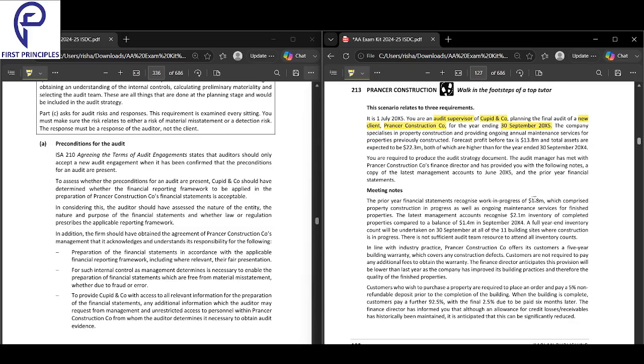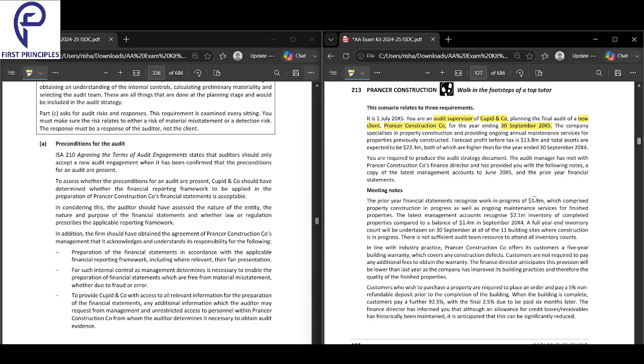Who's the audit client? The audit client is Prancer Construction. Who is the auditor? Cupid and Co is the audit firm. You are the audit supervisor. This is a new client and the year ending is 30th September 2005. Before we get into the question, which we will do when we solve the risk part, we'll look at what has to be done from the preconditions perspective.